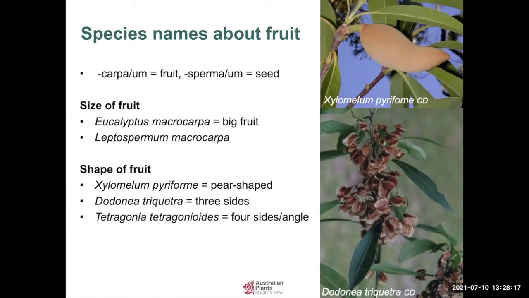Another example of a name that refers to the shape is our Tetragonia tetragonioides, which is our Warrigal Greens or native spinach. The genus name Tetragonia means tetra means 4, and the gonia part means the sides or the angles. And I've just got a photo on the next slide.